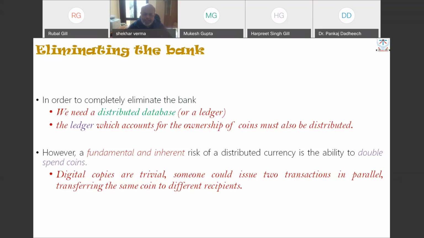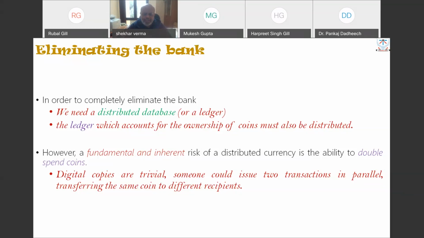I don't want the bank. I want a distributed database, which is called the ledger. And the data which the bank keeps, how much money do I have, how much I have spent, how much I have deposited, should also be distributed.